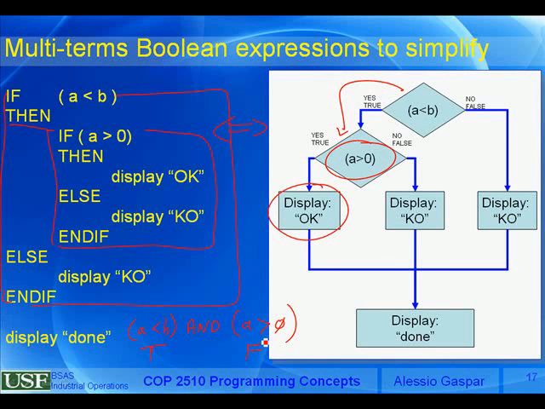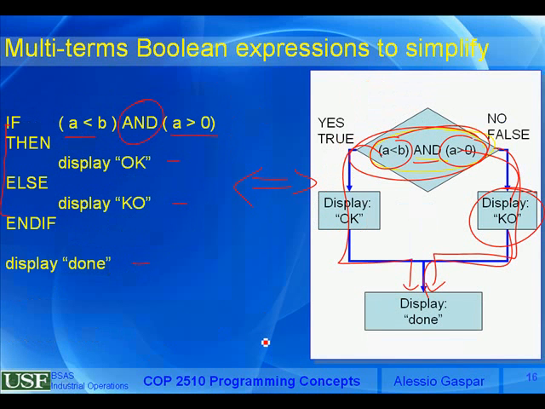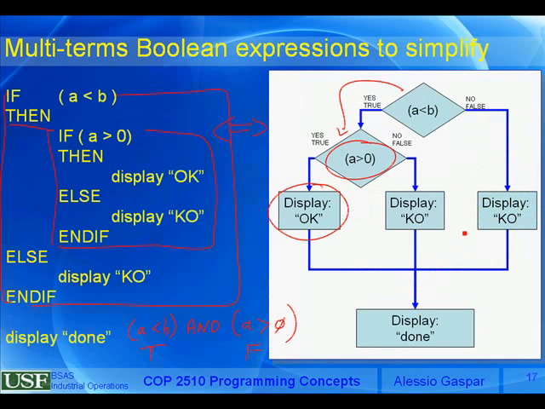If it is not, here's what would have happened in my original Boolean expression. First term is true, second term is false. Outcome is false. I go back one slide. When the outcome is false, I display KO. Go back to my current slide. This is false here. I'm going to display KO and then display done. So you see my program really has the same sense, the same meaning, the same semantics.